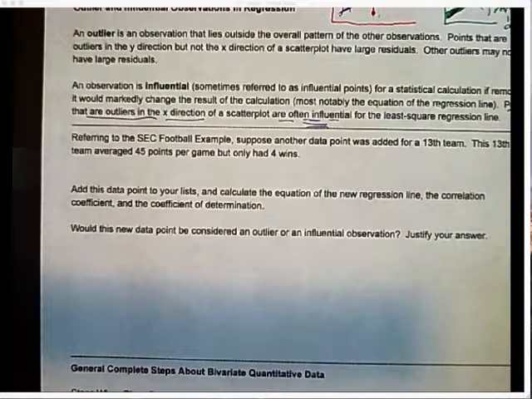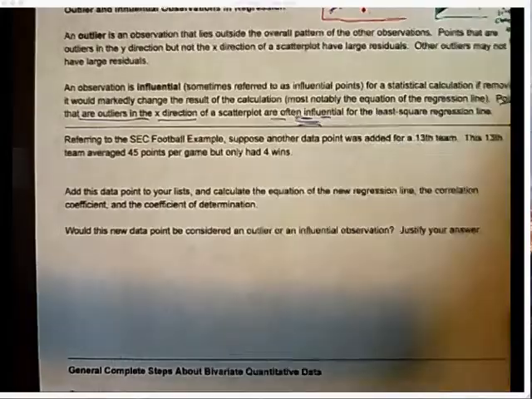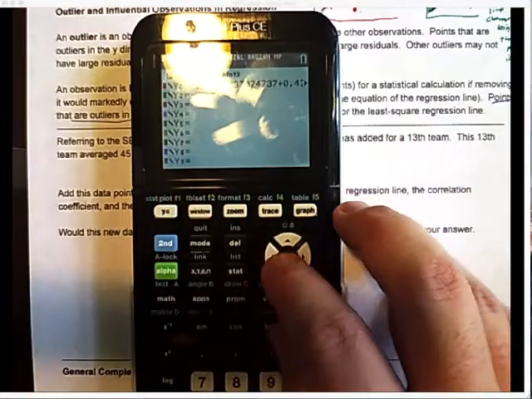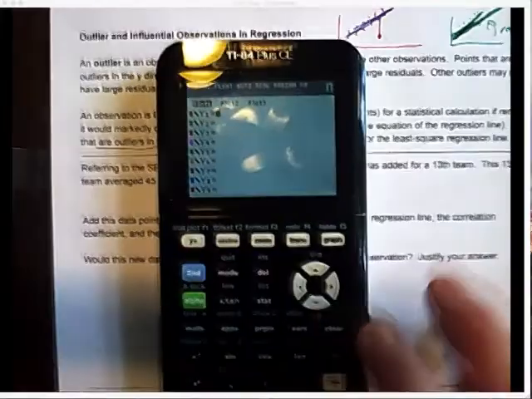So referring back to our example, the SEC football example, suppose another data point was added for a 13th team. This team averaged 45 points per game, but only had 4 wins. So let me go in here and delete everything.